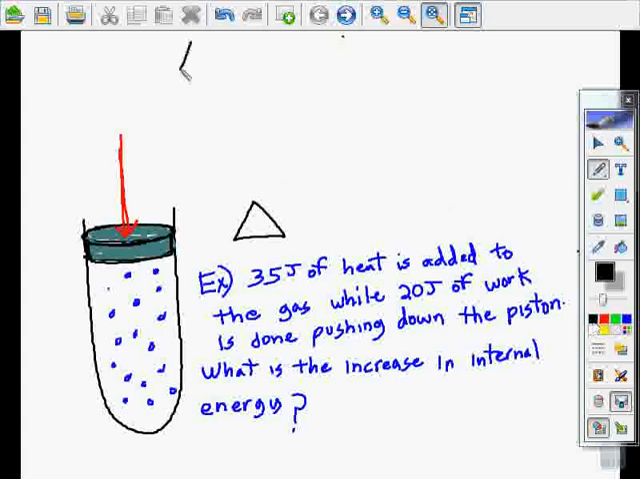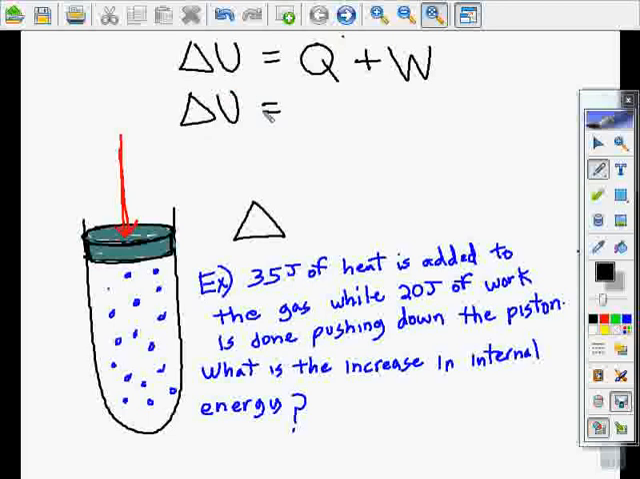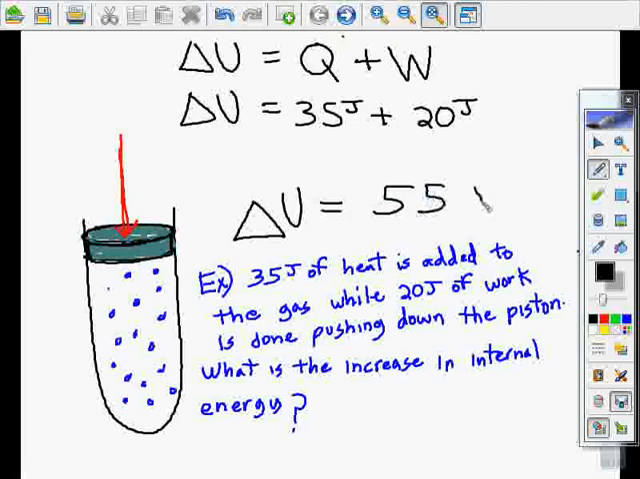Well, we know that the change in internal energy equals the amount of heat added to the gas plus the amount of work done on the gas. So the change in internal energy would equal 35 joules of heat added plus 20 joules of work done on the gas when the piston was pushed down. So the change in the internal energy would equal 55 joules.